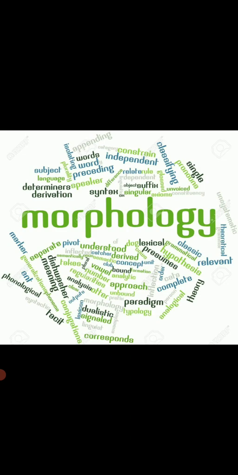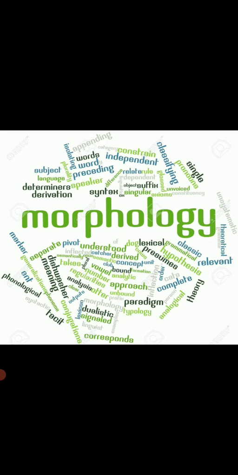Now let's talk about bound morphemes. The type of morphemes that cannot stand alone as words by themselves. For example, boys, B-O-Y-S. Here we can separate boys into two parts, boy plus S. So boy can convey the whole independent meaning of a noun. We can term it a free morpheme. On the contrary, the S is a bound morpheme.